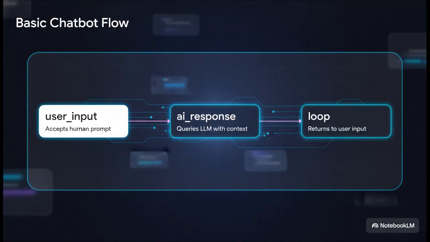So let's actually see these core concepts in motion. Picture a super simple flow, a basic loop that shifts predictably from user input to an AI response and then straight back again. It's the foundational heartbeat of a conversational agent, but here it's made entirely predictable.